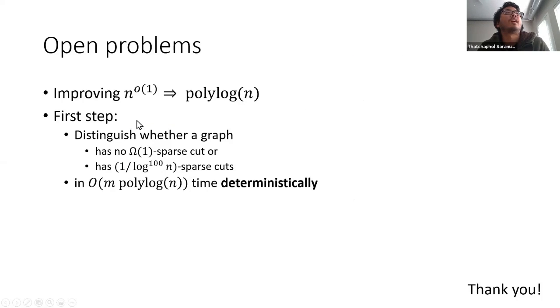The last slide, the open problem: we have this polylog-to-the-power-of-a-constant factor. Can we improve it to polylog? One simple problem that captures all of this is a good special case that I think is interesting. You just need to distinguish two cases: whether the graph has no sparse cut at all, like a very good expander, or it has a 1 over log to the 100 sparse cut. So a very sparse cut, but not polynomially sparse, only 1 over polylog sparse. Can we distinguish this in m polylog time deterministically? If you can do it, that would be great.